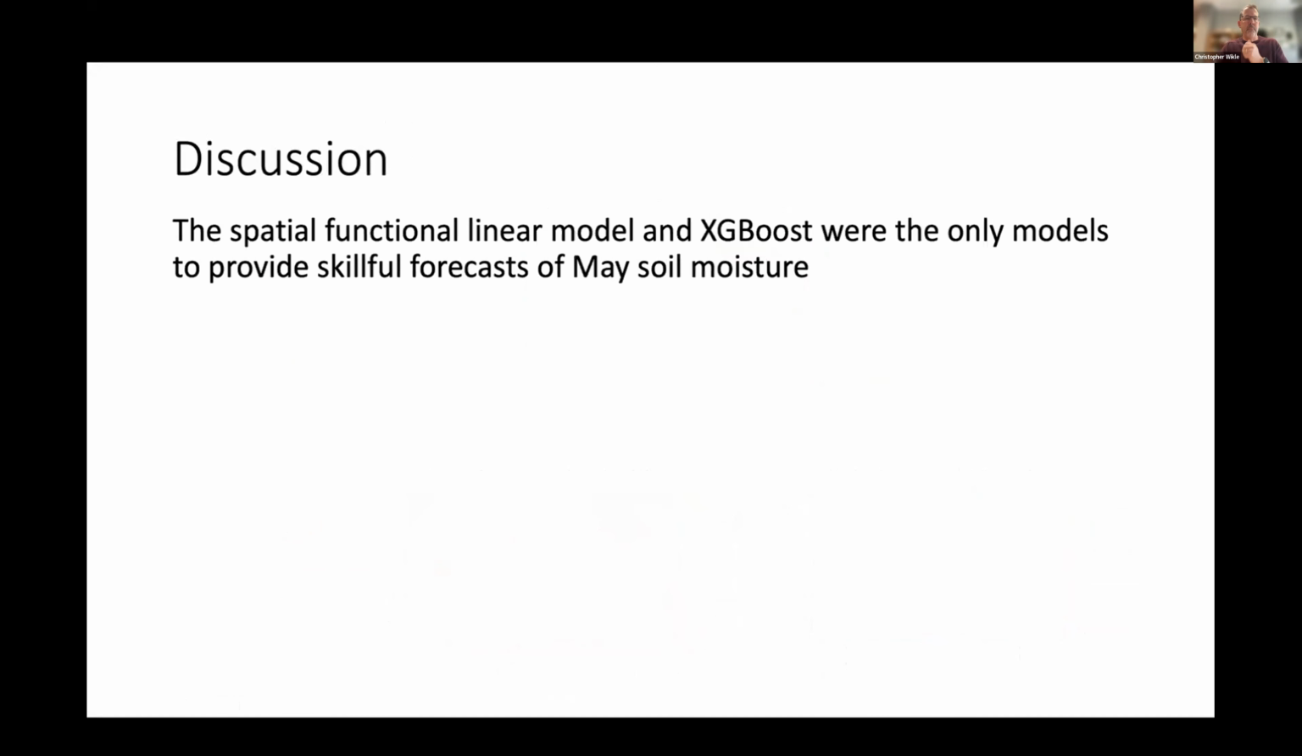So a couple points here. One is that the spatial functional linear model and XGBoost were the only models that provide skillful forecasts of May.